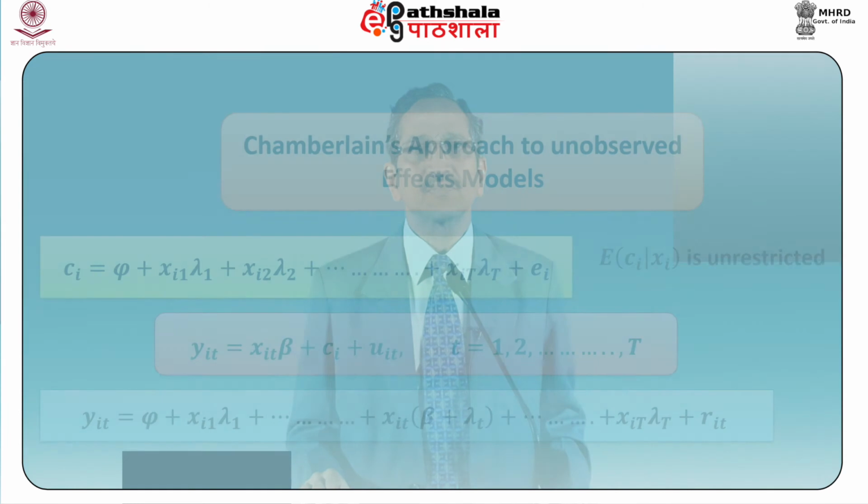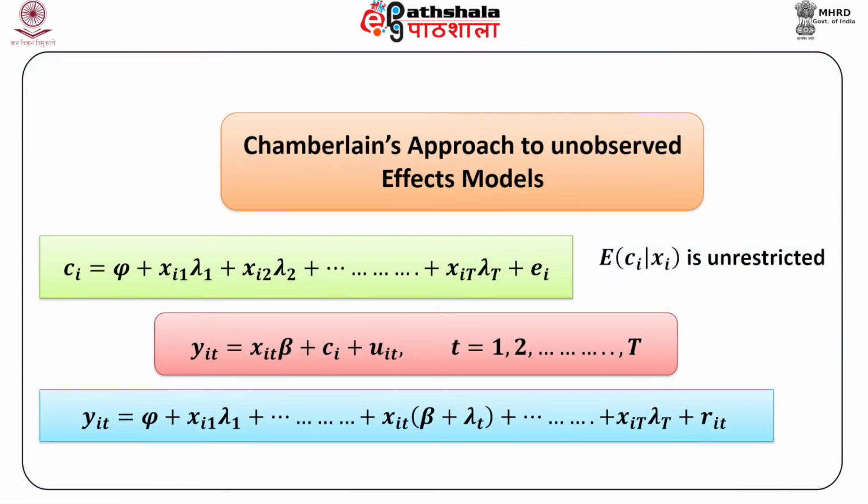Chamberlain's approach is to replace the unobserved effect Ci with its linear projection onto the explanatory variables in all time periods plus a projection error. So suppose Ci and all elements of Xi have finite second moments. We can write Ci equal to phi plus xi1 lambda 1 plus xi2 lambda 2, and so on up to xiT lambda T plus ei.